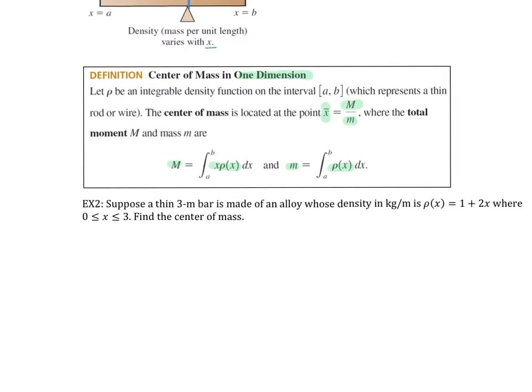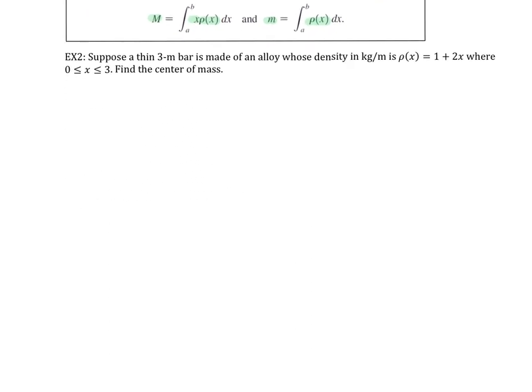We'll go ahead and do an example. Let's look at example 2. Suppose you have a thin 3-meter bar and it's made of an alloy whose density is in kilograms per meter, and that density function is 1 plus 2x. So we're only going to look at this bar from 0 to 3 because it's a 3-meter bar, and we want to find the center of mass.